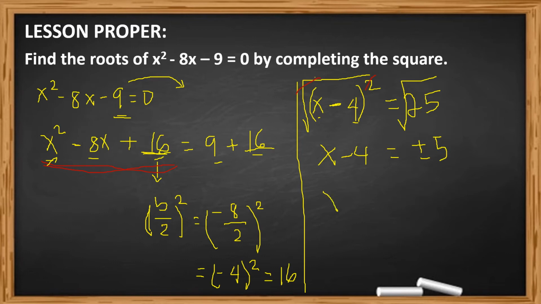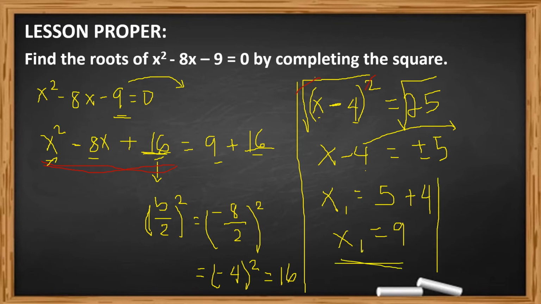And of course, we have to solve for x sub 1 by using positive 5 or plus 5. And 4 should leave x alone. So it has to be transposed again to the other side of the equation. So magiging positive 4 siya. So x sub 1 is equal to 9 because 5 plus 4 is 9. Another, when we use negative 5 naman, okay, so meron na tayong x sub 1. When we use negative 5 naman, it becomes x sub 2 is negative 5.